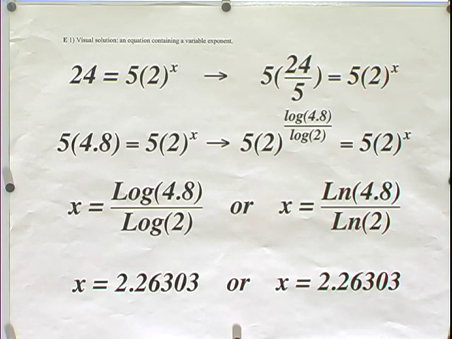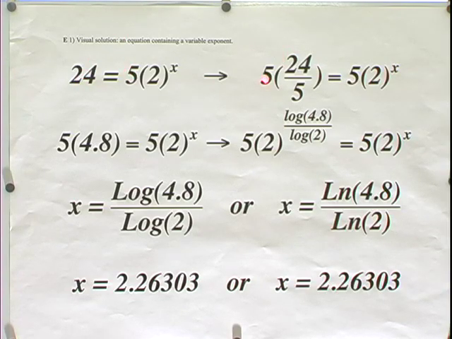In this clip, we have an exponential equation: 24 is equal to 5 times 2 raised to the x power. We want to reformulate till we get symmetry. The first thing we'll do is reformulate 24 to match this coefficient.